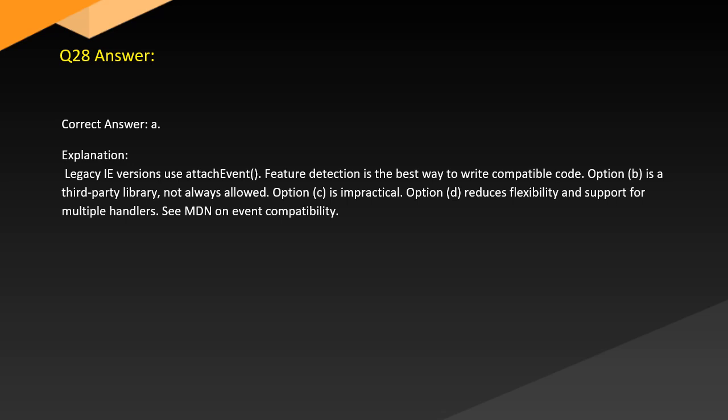Answer. Correct answer A. Explanation. Legacy IE versions use attachEvent. Feature detection is the best way to write compatible code. Option B is a third-party library not always allowed. Option C is impractical. Option D reduces flexibility and support for multiple handlers. See MDN on event compatibility.